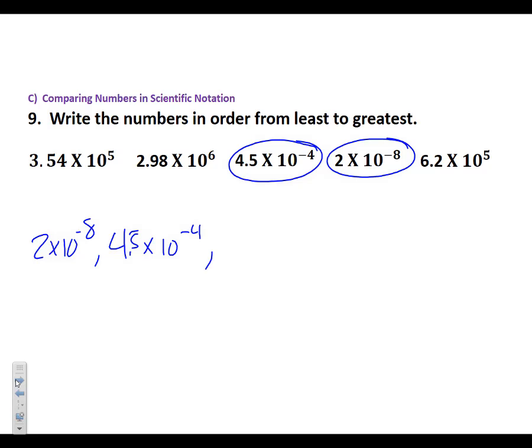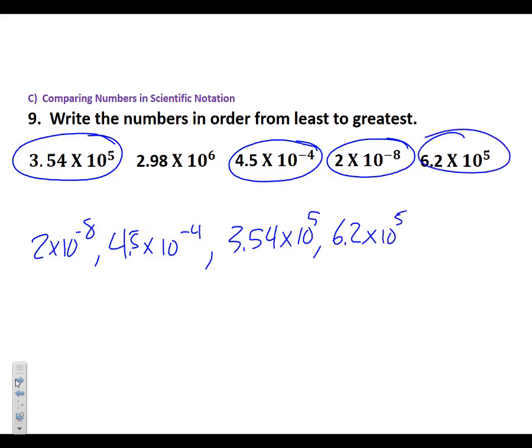Now we've got these two numbers, 3.54 times 10 to the fifth and 6.2 times 10 to the fifth. Well, I already know 10 to the fifth and 10 to the fifth are the same. And I know that 6.2 is greater than 3.54, so I'm going to go with 3.54 times 10 to the fifth as the smaller one, and then we have 6.2 times 10 to the fifth, and then of course the biggest number is 2.98 times 10 to the sixth. So looking at those exponents tells me how big the number is going to get. And if I have the same exponent, then I go back to the factor and compare the factors to see which number is bigger.